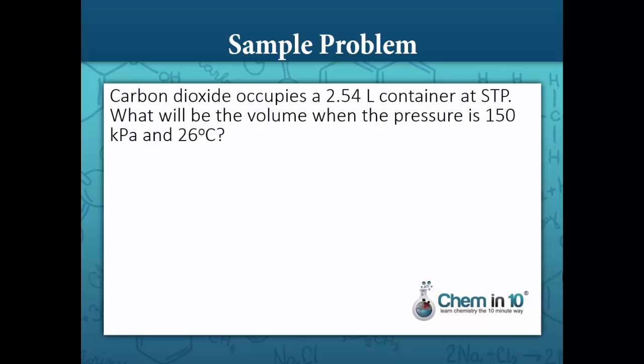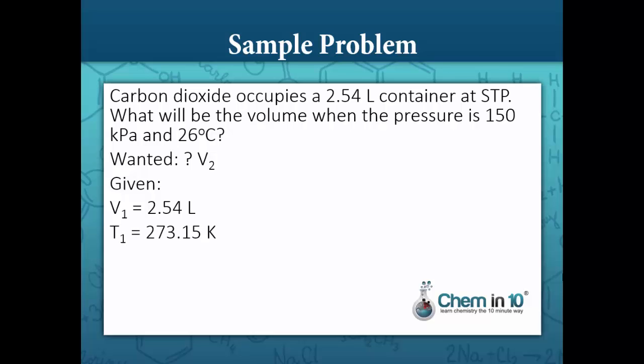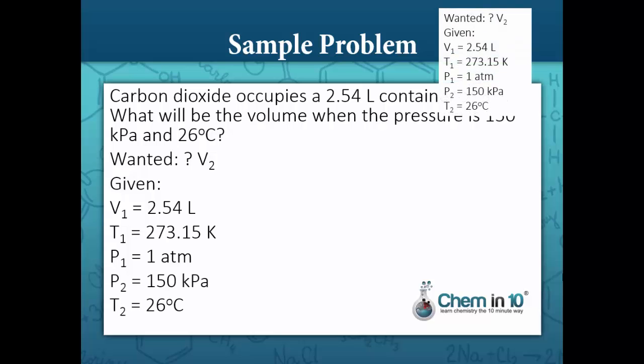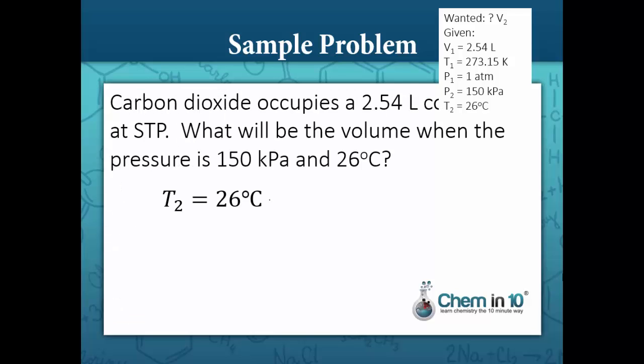They're asking us what the volume will be, so that's going to be V2. And we're given the initial volume of 2.54 liters, standard temperature and pressure, so temperature is 273.15 Kelvin in terms of Kelvin, pressure is 1 atmosphere, and the P2 is going to be 150 kilopascals, and T2 is 26 degrees Celsius. We're going to have to do some conversions first.